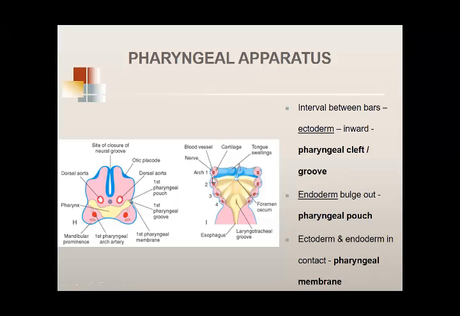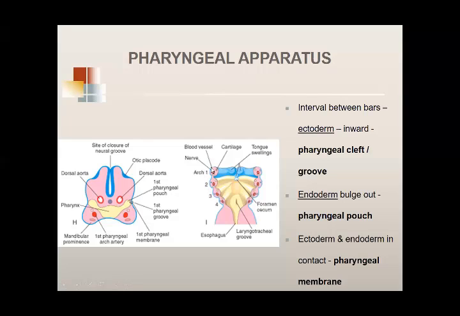endoderm bulges outwards, and this structure that is formed by the bulging out of endoderm is called a pharyngeal pouch.